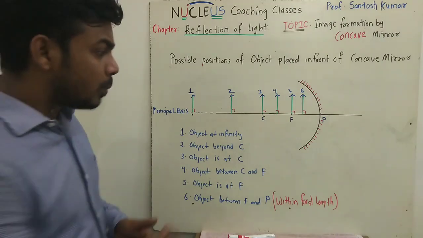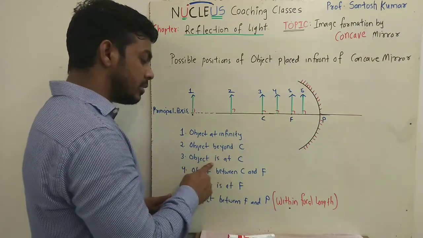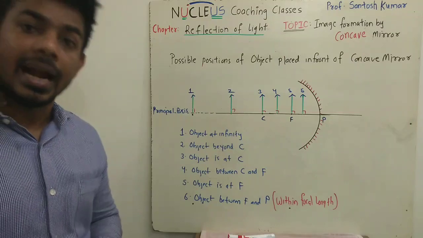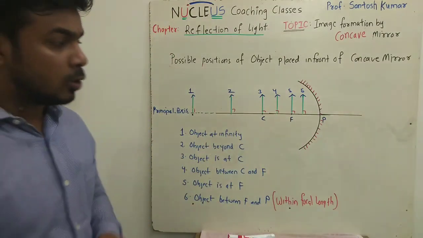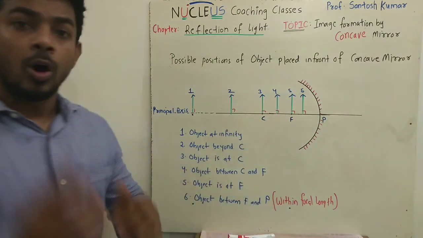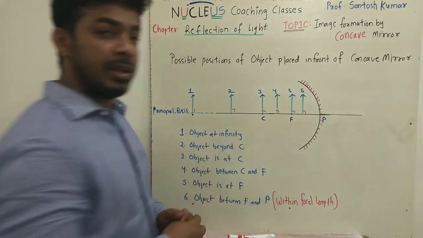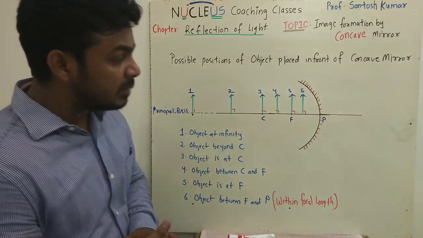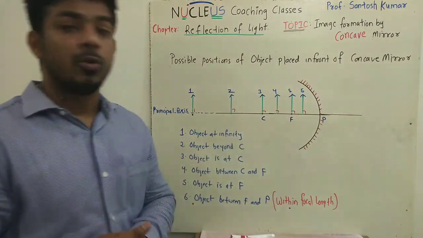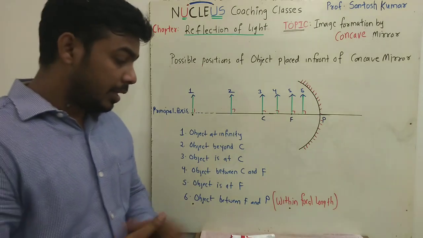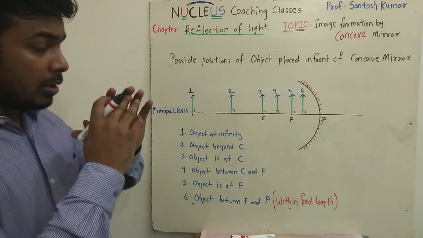You can place the object at C also. This is the third position where object is placed at C. The object can also be placed between C and F. The object can be placed at F, or the object can be placed between F and P. And the last one, the object placed between F and P, is also called the object placed within the focal length of the mirror.